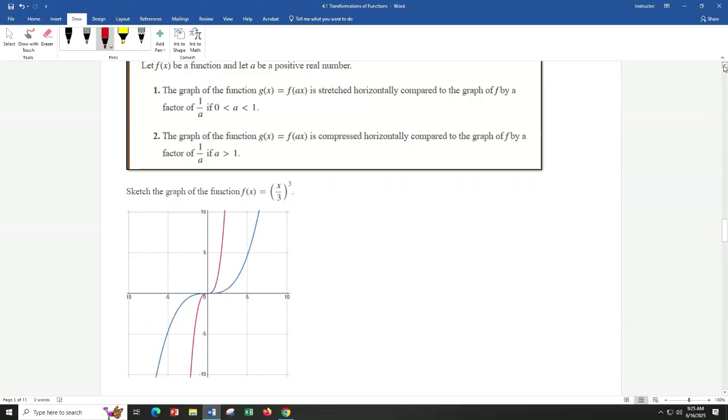The graph of the function g of x is equal to f of a x is compressed horizontally compared to the graph of f by a factor of 1 over a if a is greater than 1. Well, look at this one carefully.